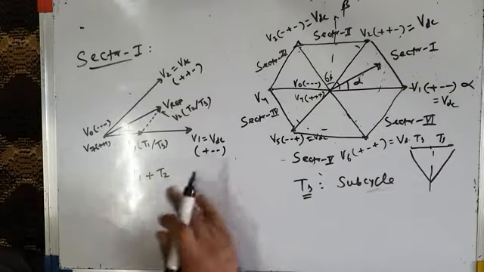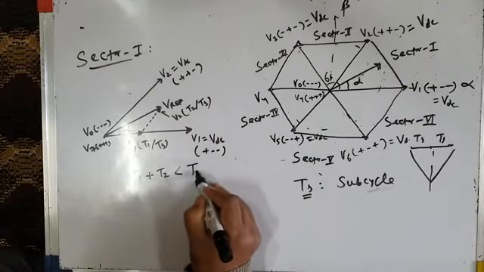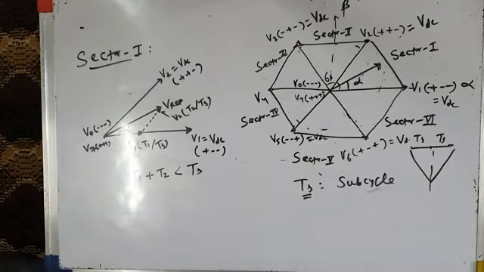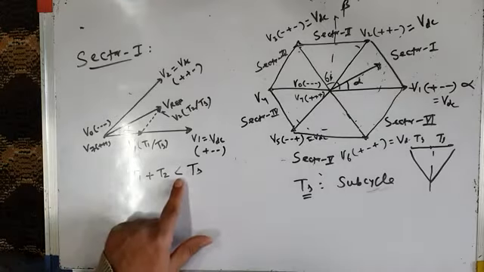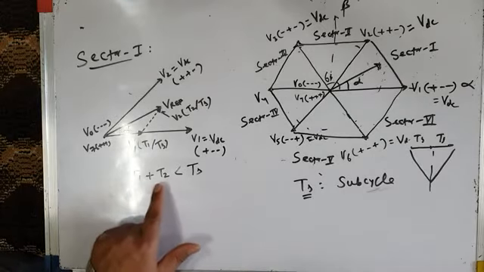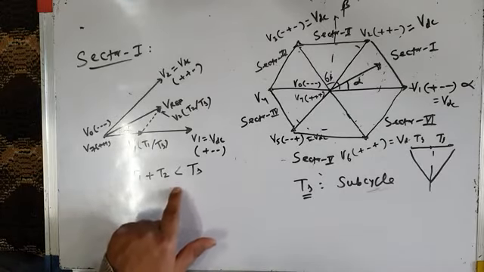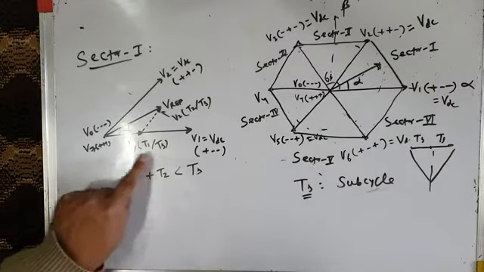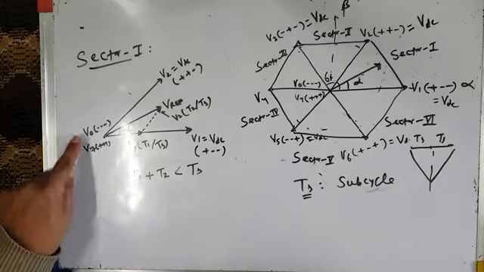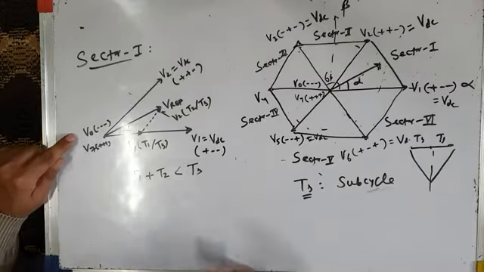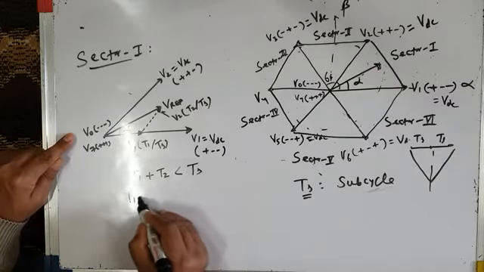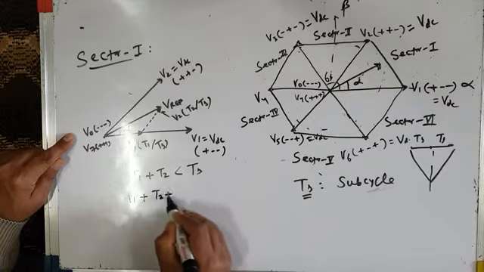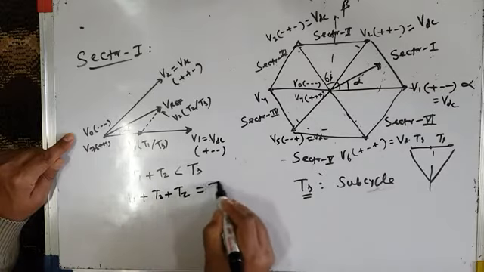But when you add T1 plus T2, it always comes out to be less than Ts. So therefore, there is inequality. So T1 plus T2 plus something else should be here, which will make it equal to Ts. So what will we add to T1 and T2? We will add zero voltage vectors, zero timings. So then what I will write? I will write T1 plus T2 plus Tz, that is equal to Ts.